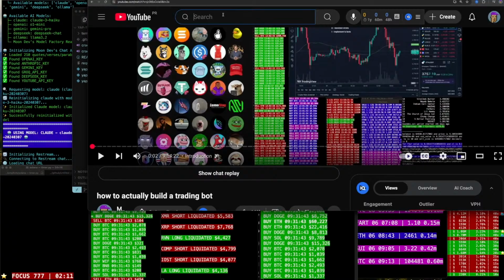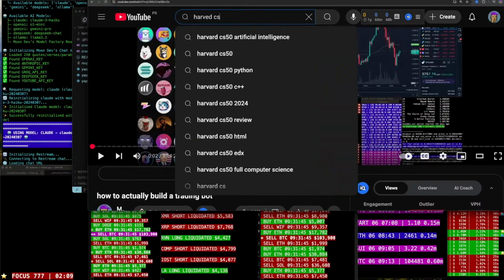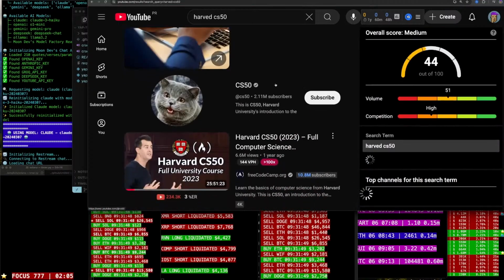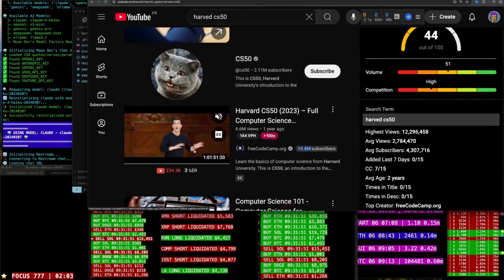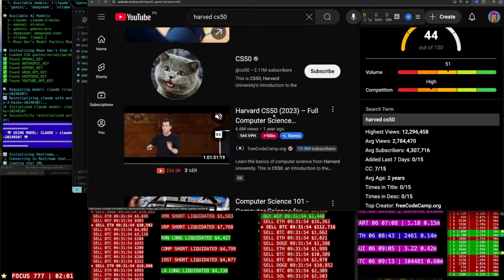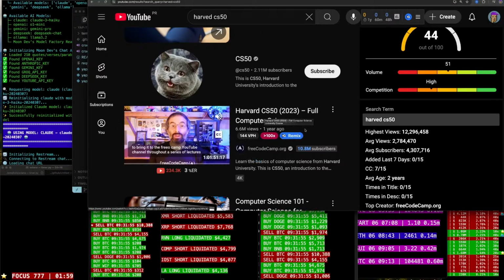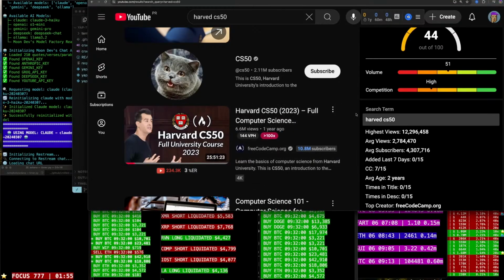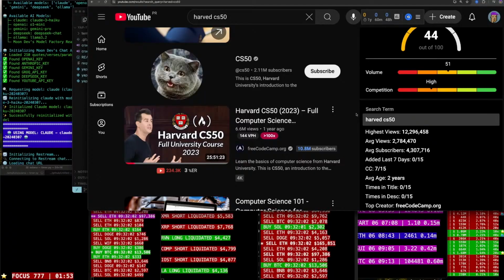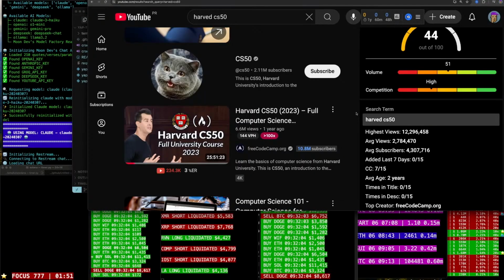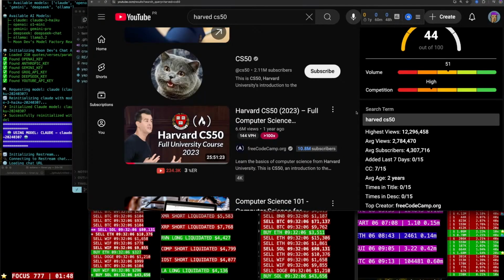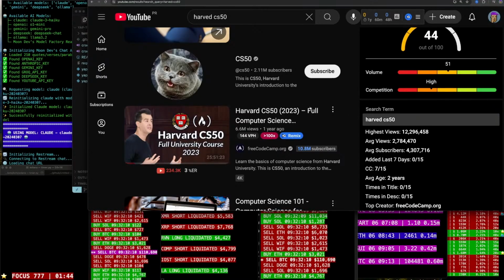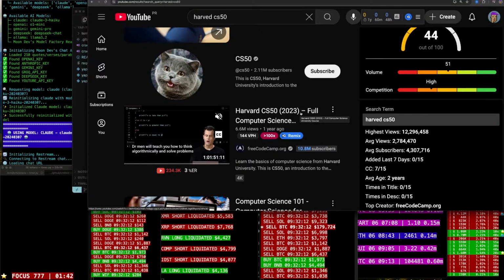If you type in Harvard CS50, they actually have their whole computer science class. You can see it's 24 hours. They literally have their whole computer science class for free. Computer science is how you learn how to code. So if you didn't go to Harvard, you don't have the money to go to Harvard. I didn't go to Harvard. I didn't have the money to go to Harvard. I didn't get into Harvard. I didn't have the grades to go to Harvard. None of that stuff. If you want to go there, dude, just go watch Harvard CS50.